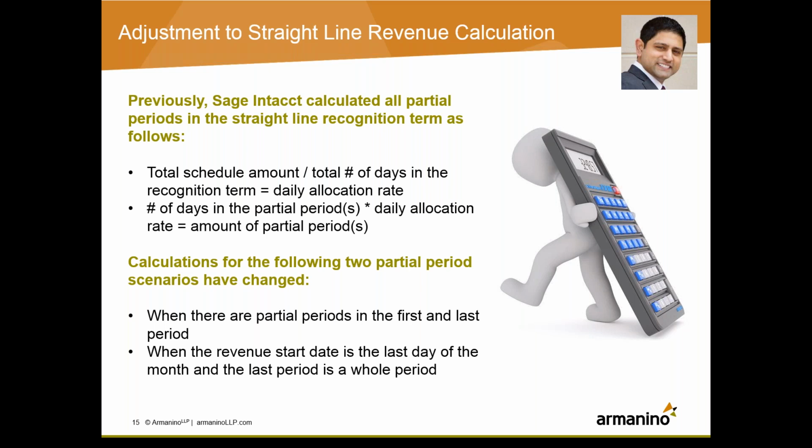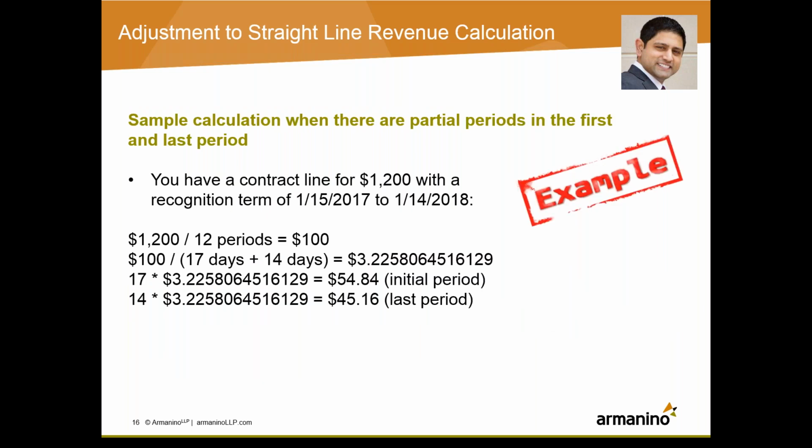So now you've actually got two scenarios. Basically, you have an extra date scenario. So you've got a last date and a start date for the revenue. So the calculation is a little different. I just put in a sample here of a $1,200 contract line with a term of 1/15 to 1/14, and as you can see, it's going to take into account what the last period was as well as the initial period. So it's going to multiply those separately. So differences in calculations, probably a little bit more granularity in terms of the update, but that's how it was prior to this, and that's what it is now.